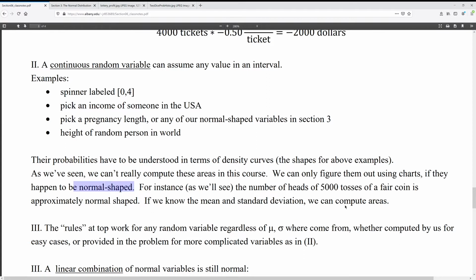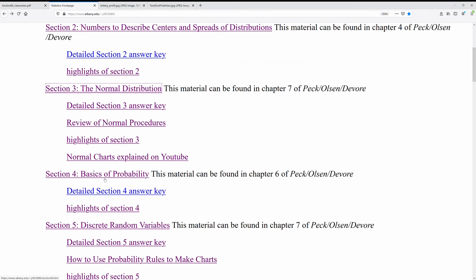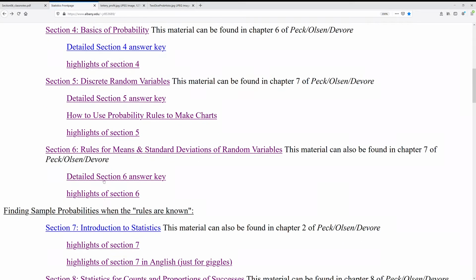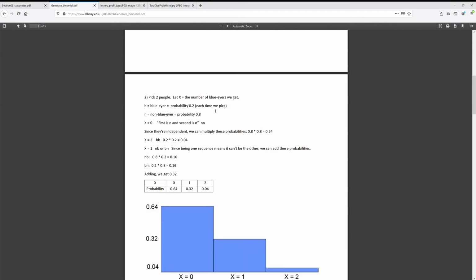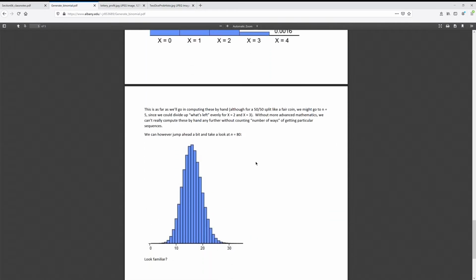For instance, the number of heads on 5,000 tosses of a fair coin is approximately normal shaped. Let's see, where was this in the notes? I think it was probably in the review of normal procedures one. No, it was in the how to use probability rules to make charts. Pick 1, 2, 3, 4, 5 people, the number of blue-eyed people you get. Well, pick 80 people, the number of blue-eyed people that you get.